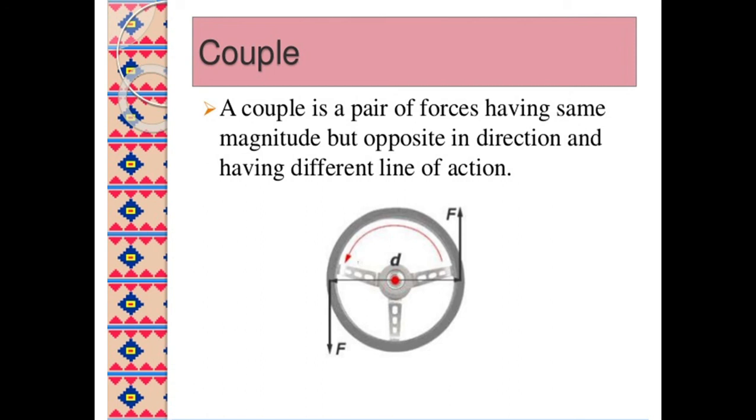A couple is a pair of forces having the same magnitude but opposite direction and having different lines of action. Now you can see in this picture a pair of forces having the same magnitude F but opposite in direction. One is in this direction, the other one is in this direction, and different lines of action, right? Different lines of action, that is called a couple.